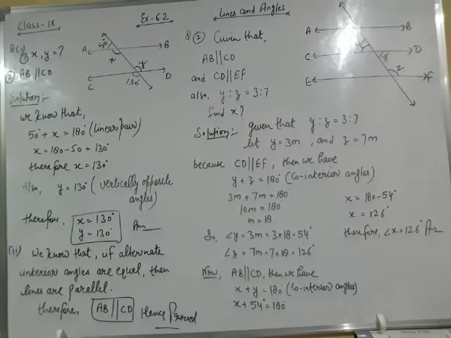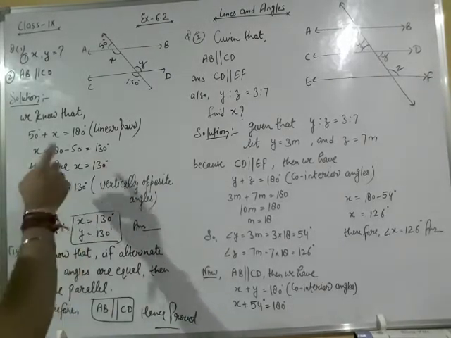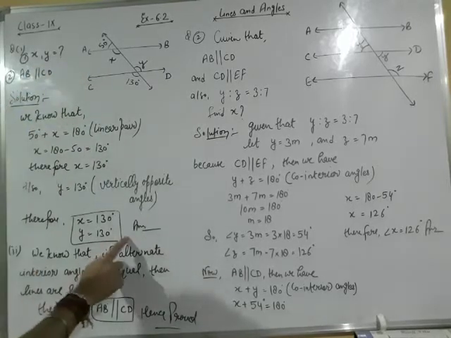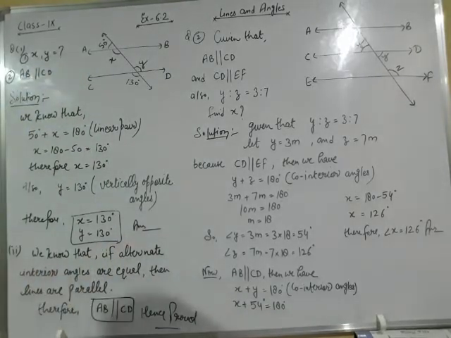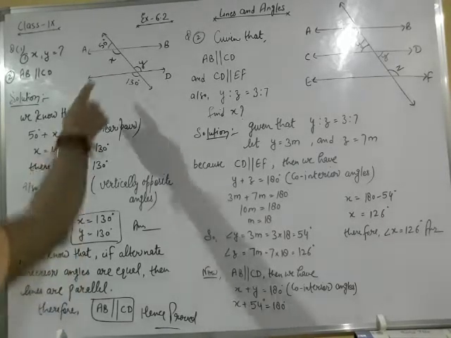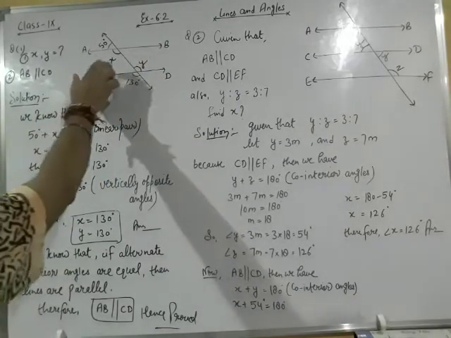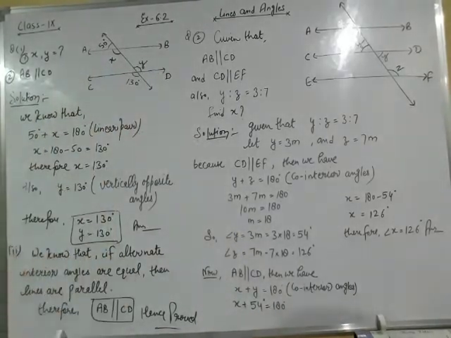Now Y is equal to 130 degrees and X is equal to 130 degrees. So our first part has been solved. Move on to its second part, where we have to show that these two lines are parallel. Now X is 130 degrees and Y is 130 degrees, and we know that X and Y form a pair of alternate interior angles, because you can observe a kind of Z.